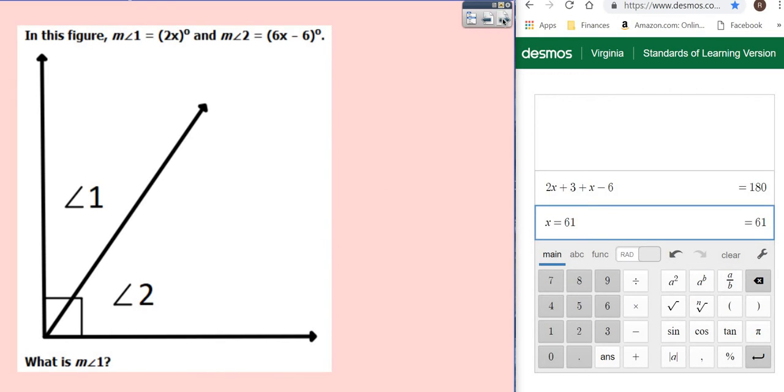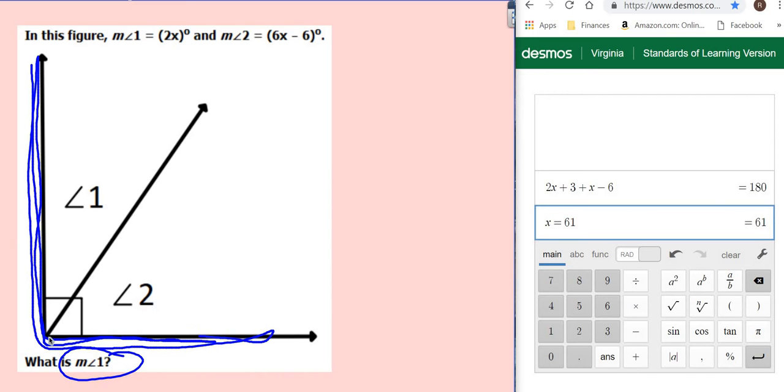All right, this problem, as you can see, it wants the measure of angle 1, so we're going to have to be careful not just to find x and stop. We got to get the measure of angle 1. These are complementary angles. They form a corner, or 90 degrees.